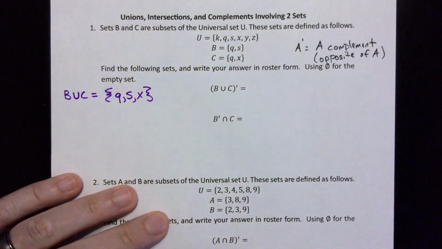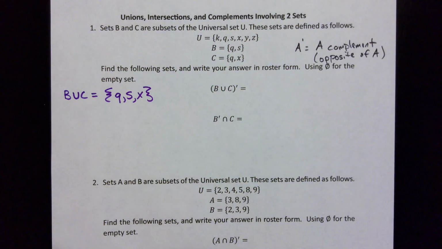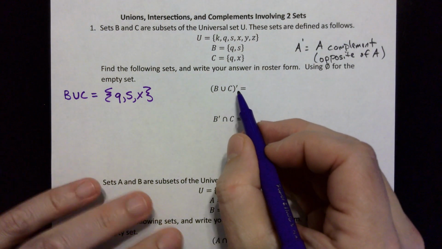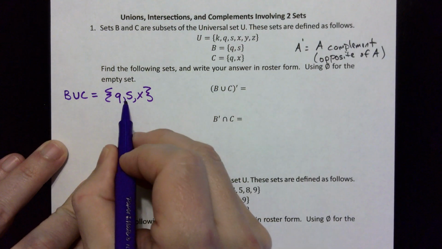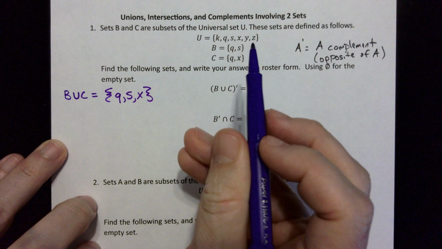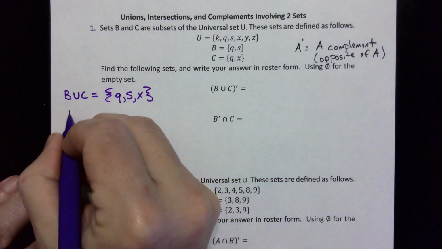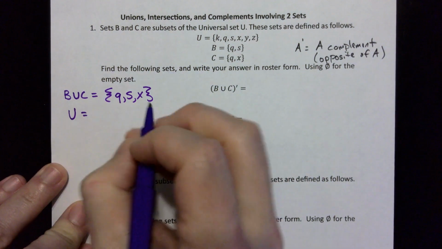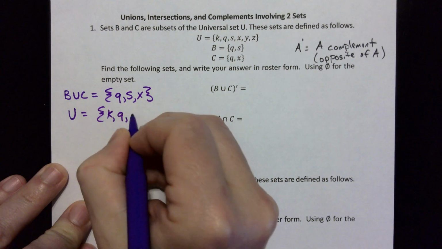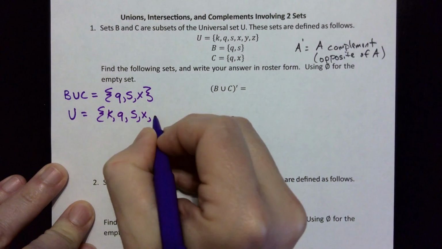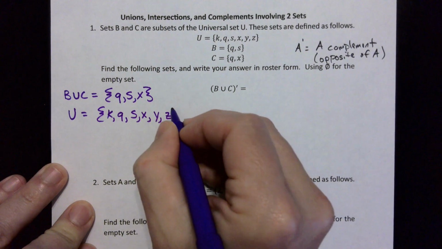Now that we have B union C, but we're looking for B union C complement, we are finding everything that is not one of these three letters, but is in the universal set. Let me write down that U again for the universal set. That involves K, Q, S, X, Y, Z.